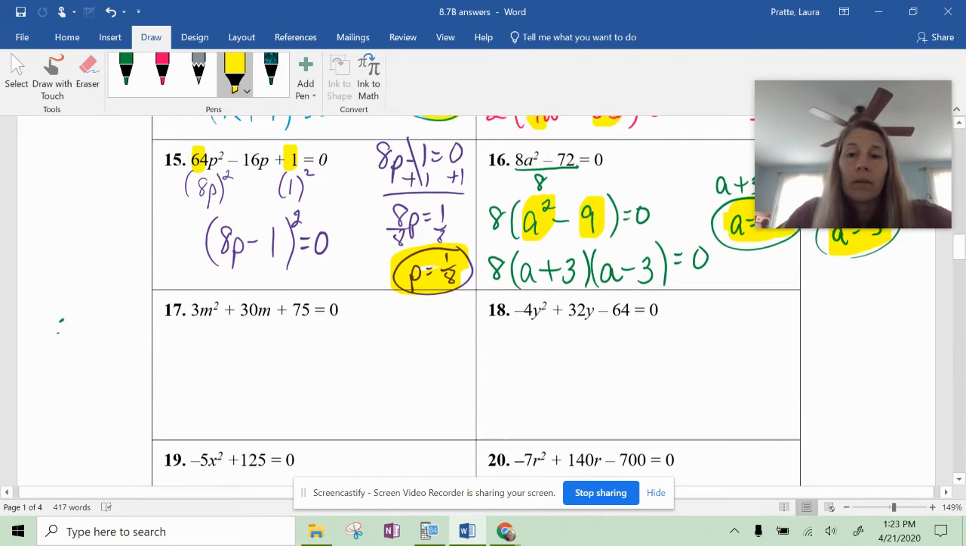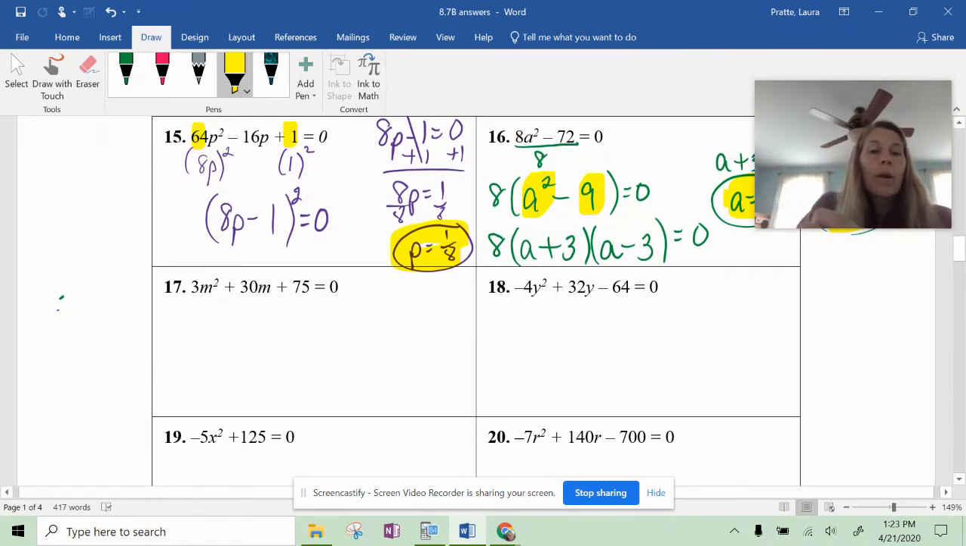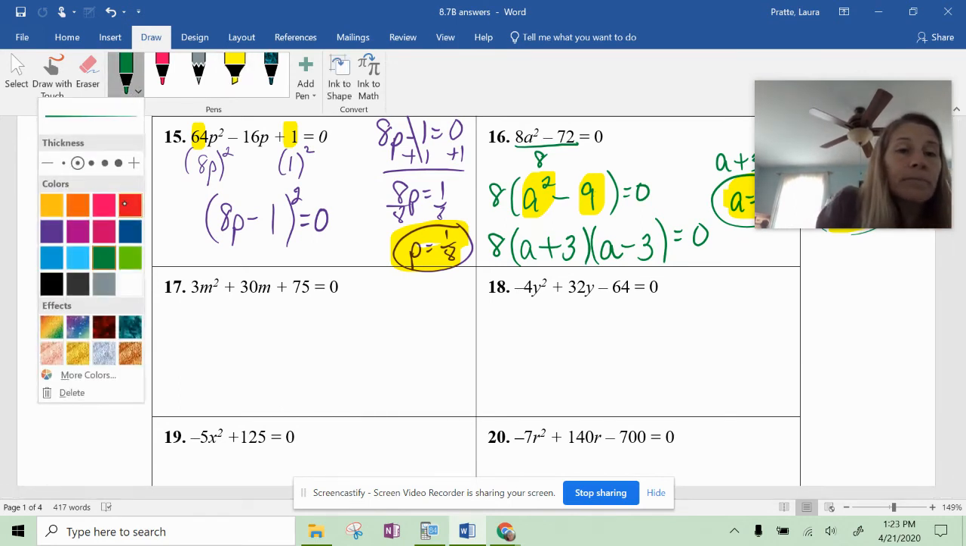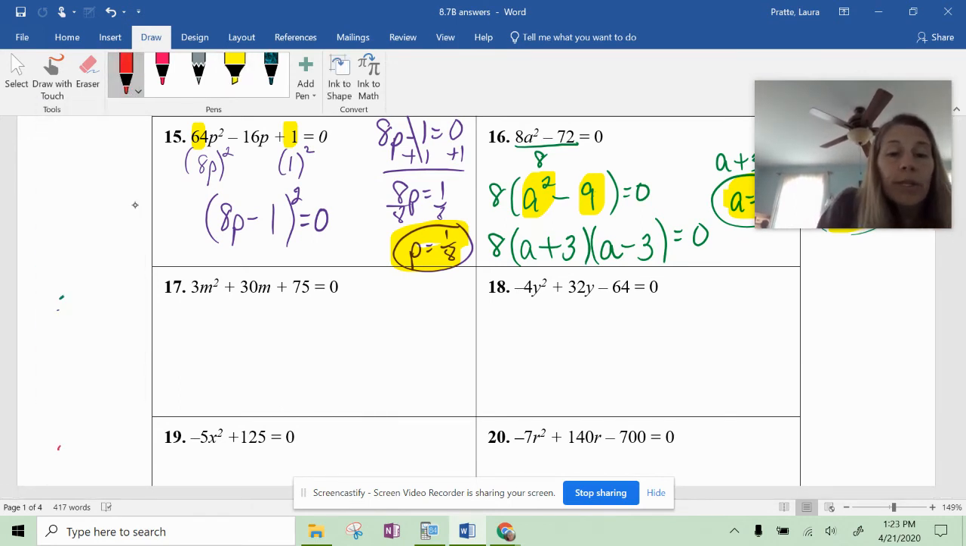All right, a couple more. Okay, so number 17. For number 17, first thing we're going to do is divide out a 3 because there is a GCF here. So that's good. It makes our numbers smaller. So when I divide out the 3, I'm left with m squared plus 10m plus 25.